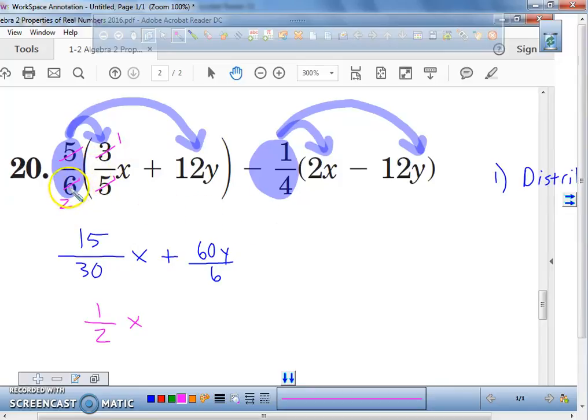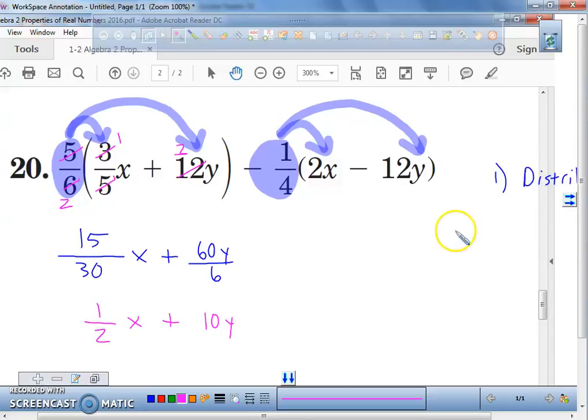Also, over here, 6 goes into 12 how many times? 2. And 5 times 2 is what? 10. Just like 60 divided by 6 is also 10. So there's more than one way to do it. If you like the top times the top, numerator times numerator, denominator times denominator, and then simplify, that's fine. If you want to do it quicker by canceling things out, you can do that as well.